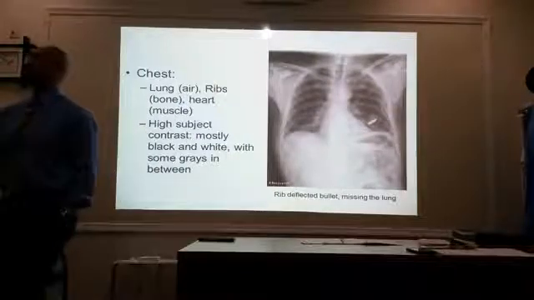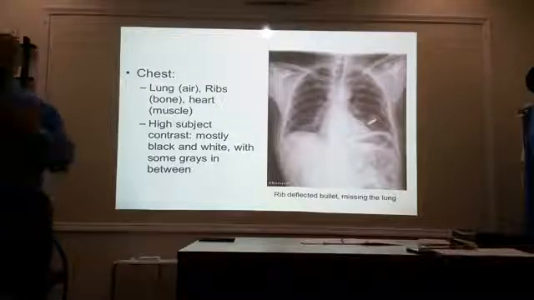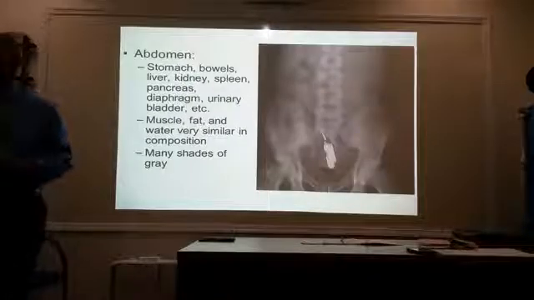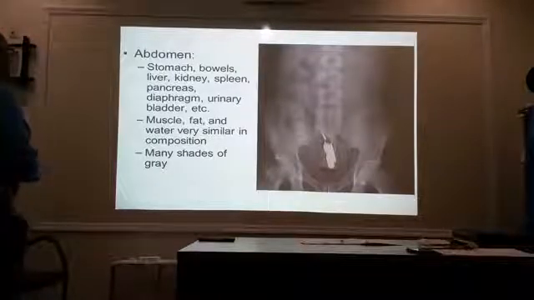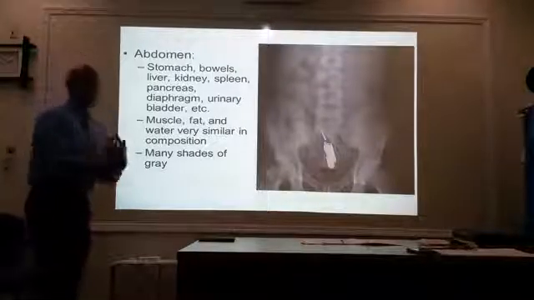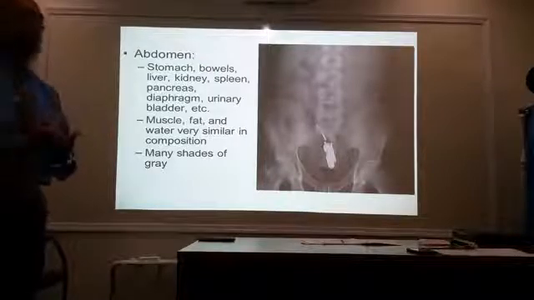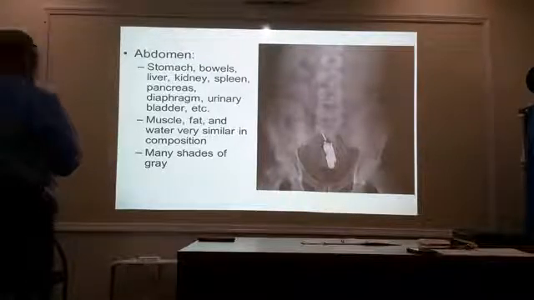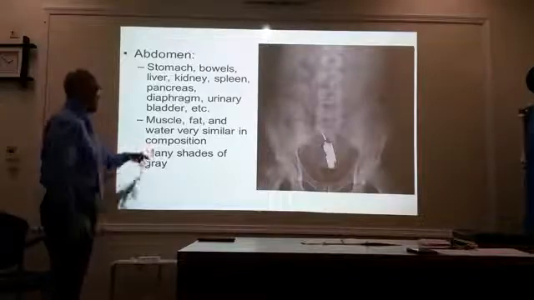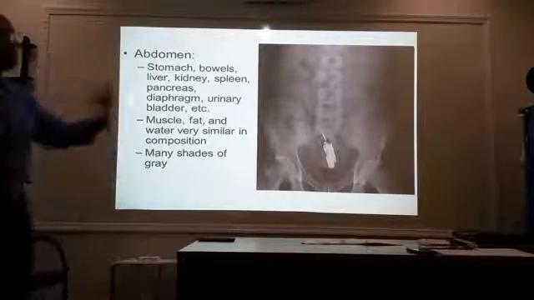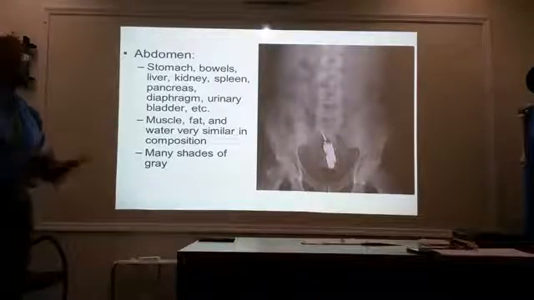Okay. Another example here is the abdomen. Again, same thickness, chest and abdomen. But now we have the abdomen here. Okay. We got anatomy of very similar composition. Muscle, fat, water, very similar in the abdomen. So this is the type of radiograph that's going to give you various shades of grays.